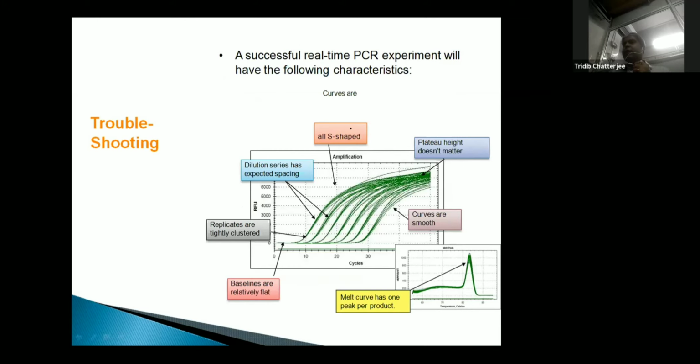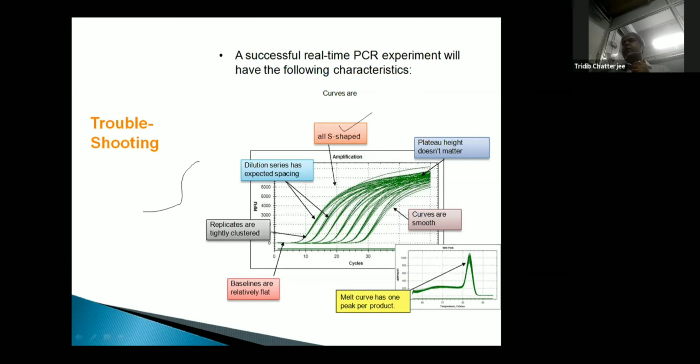A typical real-time curve should have the following characteristics. Number one, S-shaped. Why S-shaped? I have already explained. Starting from the first cycle up to a certain number of cycles, there is almost no visible amplification on the graph. Amplification is there, but it is not shown. After that, it keeps on doing exponential amplification, which is valid for only a few cycles. After that, the curve goes into a plateau, so it typically looks like an S-shape or sigmoid shape like this.